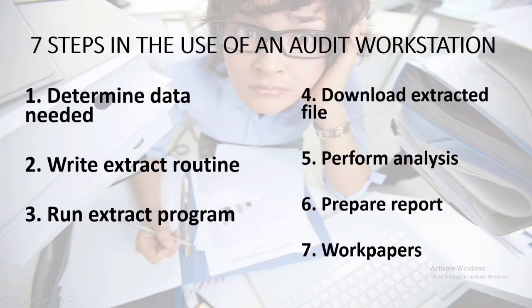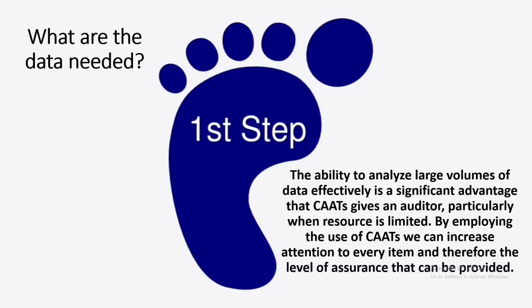The 7 steps in the use of an audit workstation are as follows. Number 1, determine data needed. Number 2, write extract routine. Number 3, run extract program. Number 4, download extracted file. Number 5, perform analysis. Number 6, prepare report. Number 7, work papers. One may ask, what are the data needed?